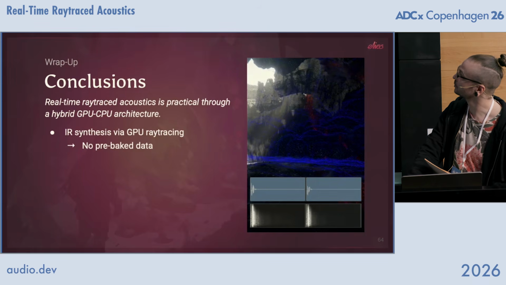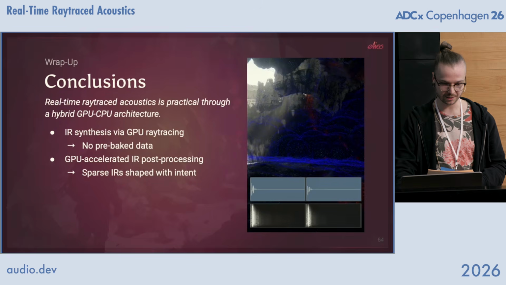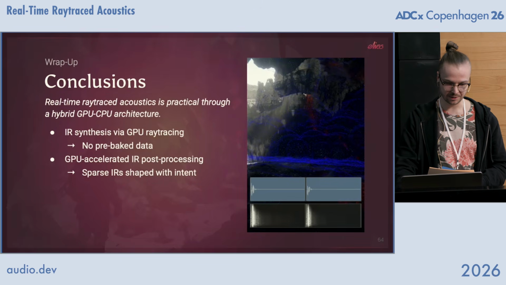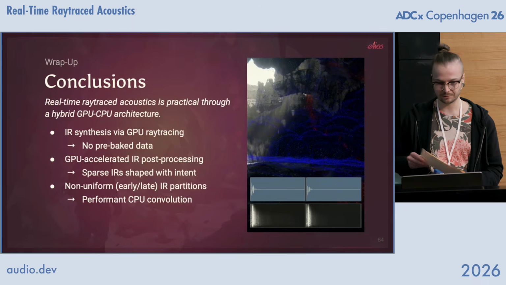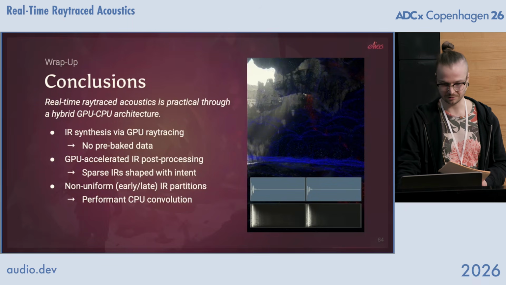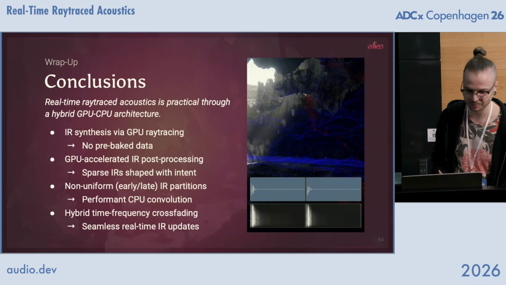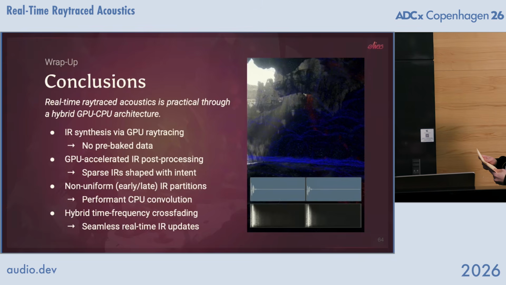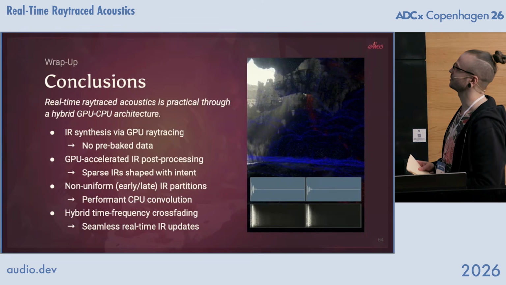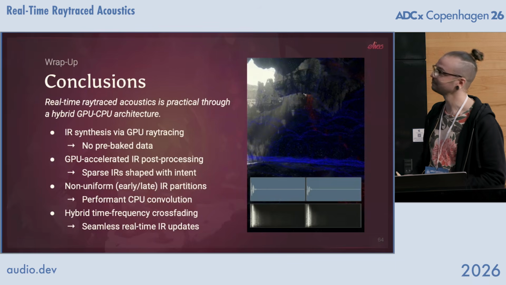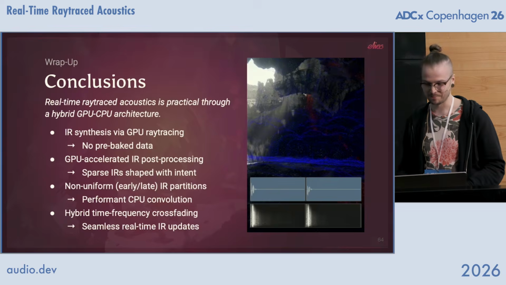So to summarize, we do impulse response synthesis using ray tracing, so we don't have to use any pre-baked data. Then we do GPU accelerated post-processing to shape the impulse response. Then we do non-uniform partitioned convolution and hybrid time-frequency crossfading to get seamless transitions. And in the end, this gives us a dynamic acoustics pipeline that runs in real time.